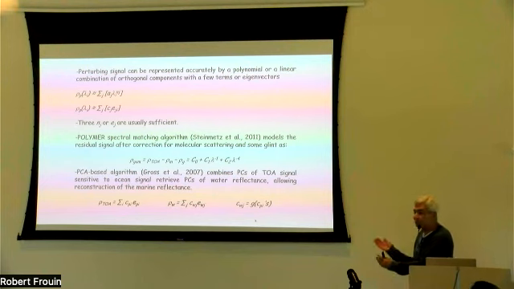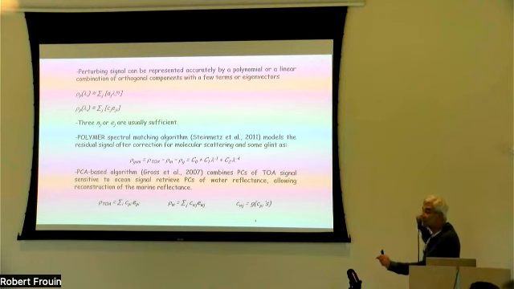So this, in fact, is an atmospheric correction because you just eliminate the principal components that are sensitive to the perturbing signal. And so this allows you to reconstruct the marine reflectance.